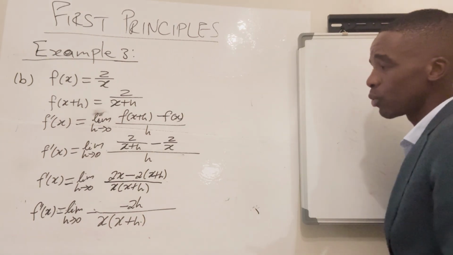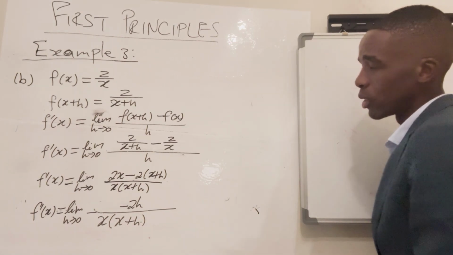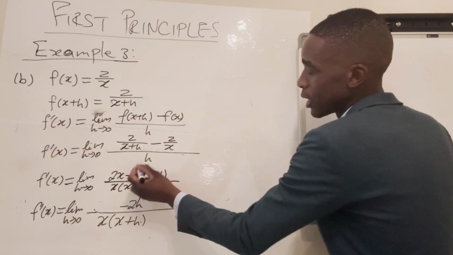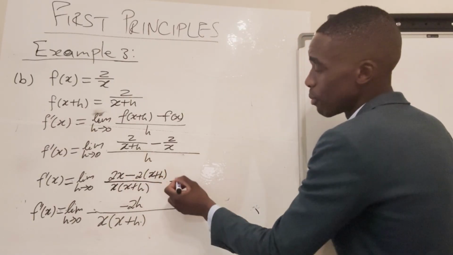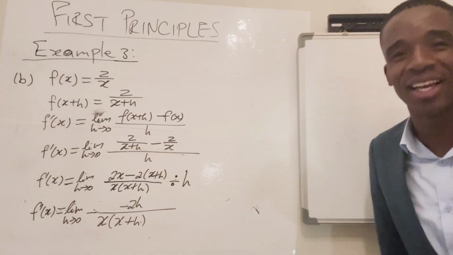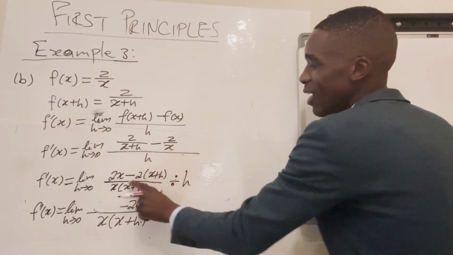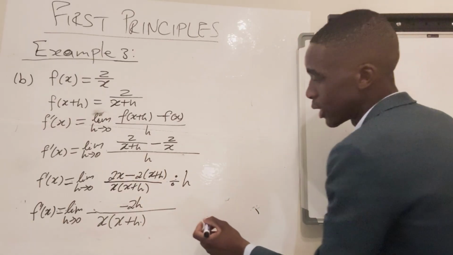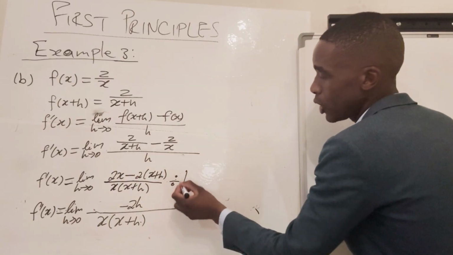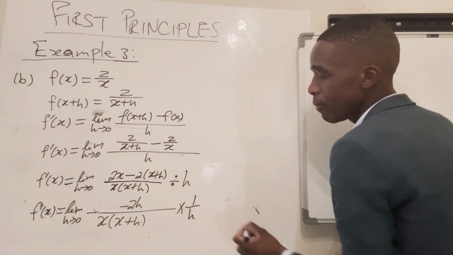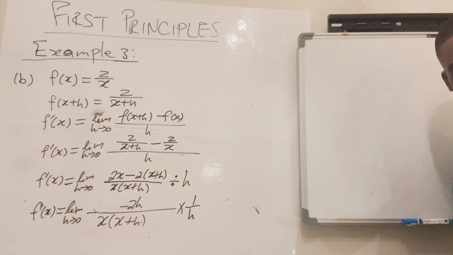But there is something that we forgot. We said that is the denominator, and that is the numerator. Don't make that mistake. Remember, this is all divided by h. Please don't forget that. Remember that the whole numerator is divided by h. And if it's divided by h, we can change that division into multiplication. That is 1 over h. Are we together? You remember that?